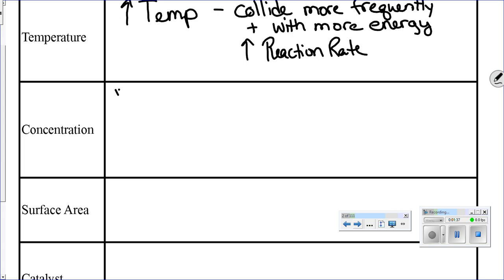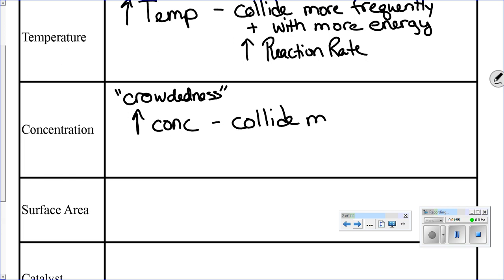Concentration I like to think of as crowdedness. So if you increase concentration, particles are going to be more crowded, and therefore they are going to collide more frequently. Not necessarily going to have more energy when they do collide, but increasing the amount of collisions will increase the likelihood for a reaction to occur. So you're going to have an increase in reaction rate.